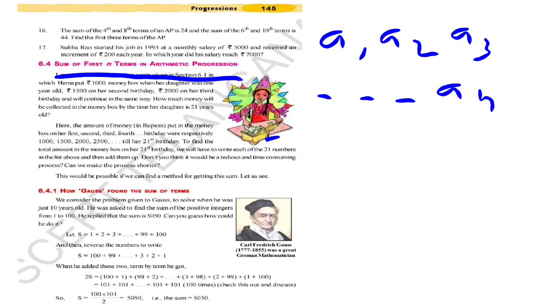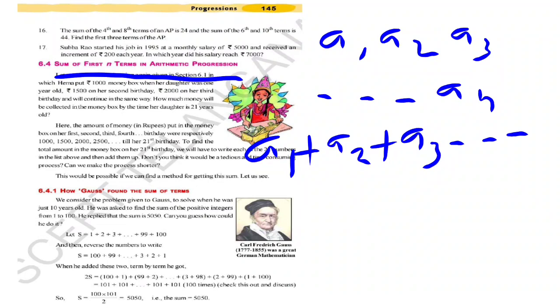Sum of n terms is nothing but a1 plus a2 plus a3 dash plus an. It is called the sum of first n terms. To find the sum of first n terms, we have a formula. That formula is denoted with Sn. Why? Because in the spelling of sum, the first letter is S. So Sn is nothing but the sum of first n terms.